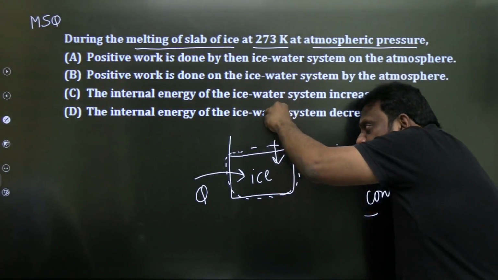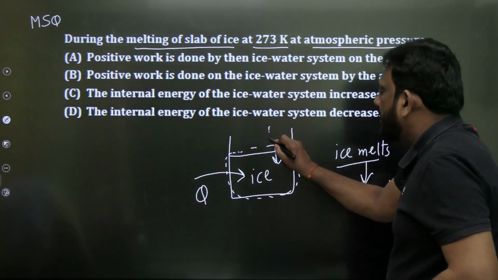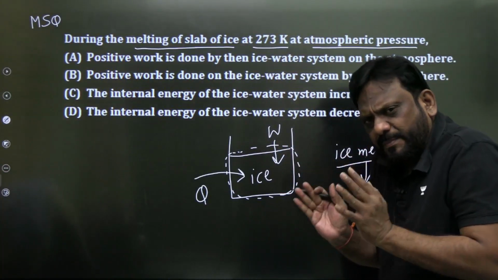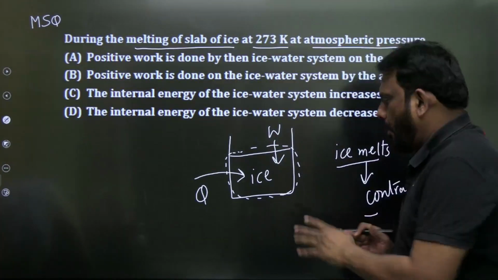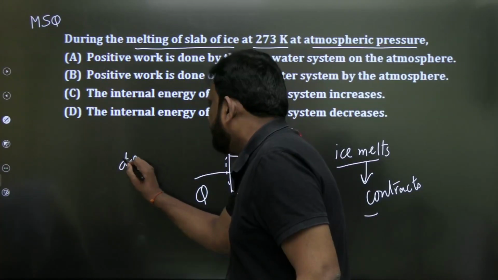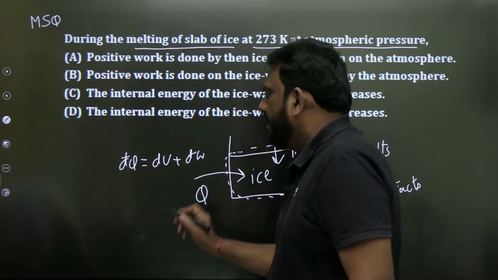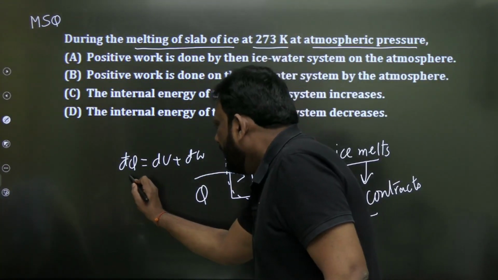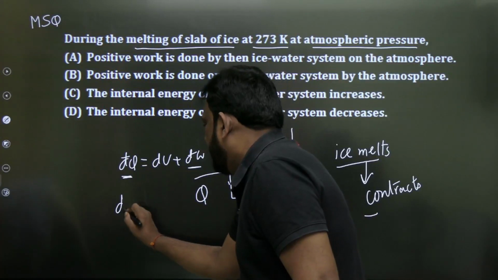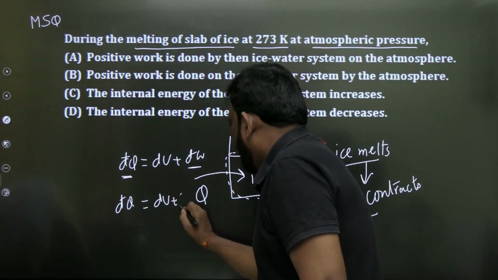Means the atmosphere is doing work on our system, that is ice. So there is work transfer. That's why the volume is decreasing. So whenever the volume is decreasing, it means work is done on the system. Now, from the first law of thermodynamics, we know that d'q is equal to dU plus d'w. Now observe carefully. This is positive and this is negative. So I will write this as d'q is equal to dU plus of minus w.